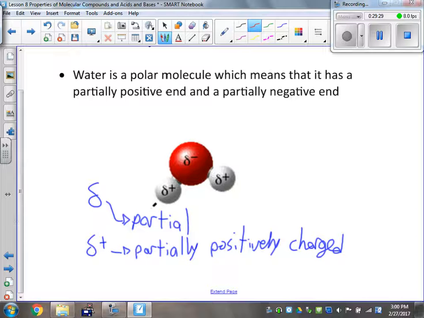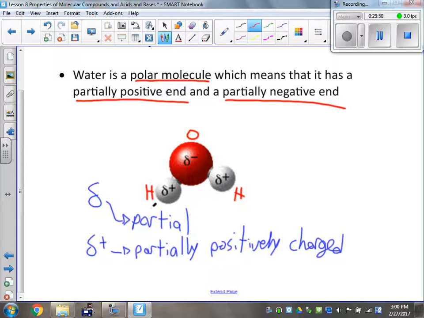Last, real quick here, some properties of water. Okay? Water is polar. We already know that. It's got a partially positive end and a partially negative end. So if you look at this diagram here, guys, this would be the H, this would be the O, and this would be the H here. That's what water looks like. Okay?